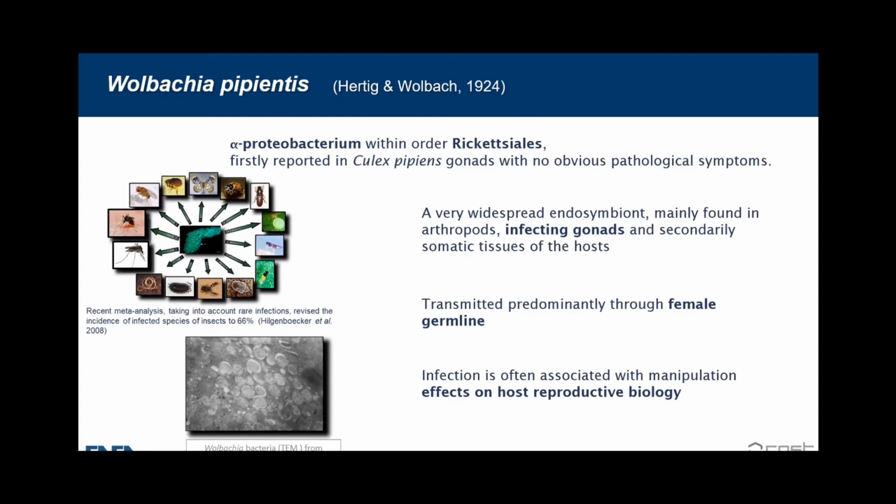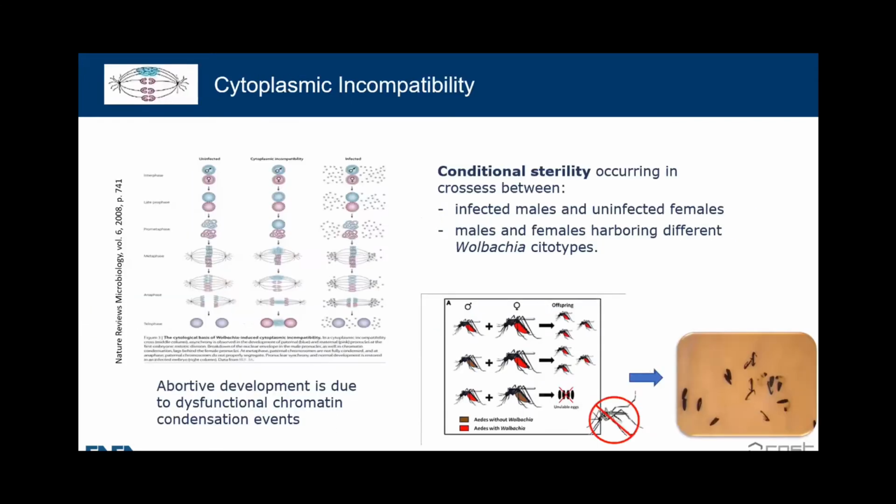It is very widespread in arthropods, infecting gonads and, secondarily, somatic tissue of the host. It's transmitted predominantly through the female germline, and as I said before, the infection is associated with manipulation of the host's reproductive biology. For those who work with sterile male-based methods, the most important phenotype induced by Wolbachia is the cytoplasmic incompatibility.